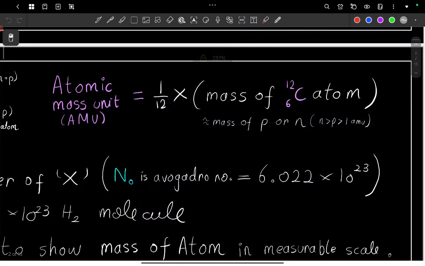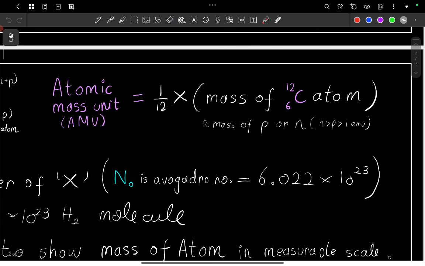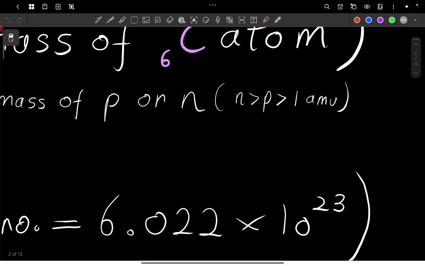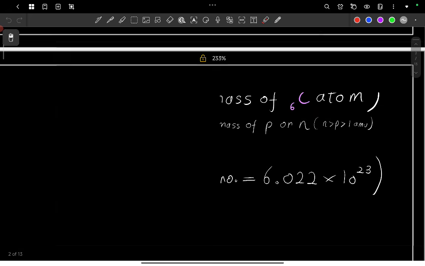Atomic mass unit is 1/12 the mass of this atom, which is the isotope of carbon, which has 6 protons and 6 neutrons, and one atomic mass unit is nearly equal to the mass of a proton or a neutron. However, if we look at the microscopic scale, the mass of a neutron is slightly higher than that of a proton, both of which are slightly higher than one atomic mass unit.